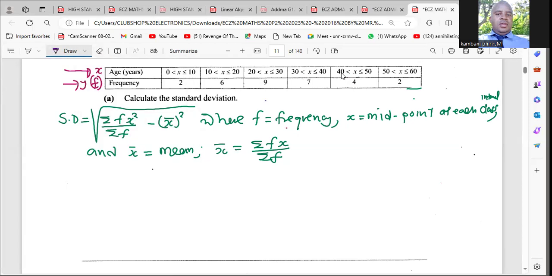If we talk about the midpoint, X, we are saying X is the midpoint of each class or each interval. The midpoint for each class, for example, 0 to 10 is a class or class interval. 10 to 20 is a class interval, up to 50 to 60. These are classes or class intervals.